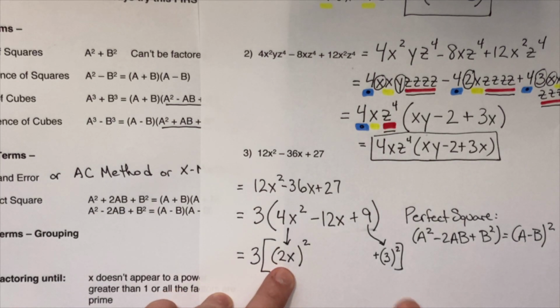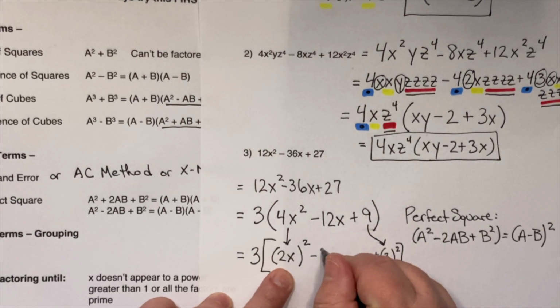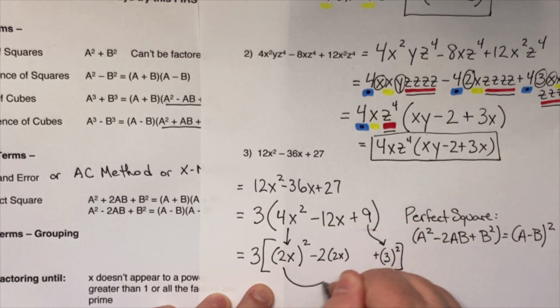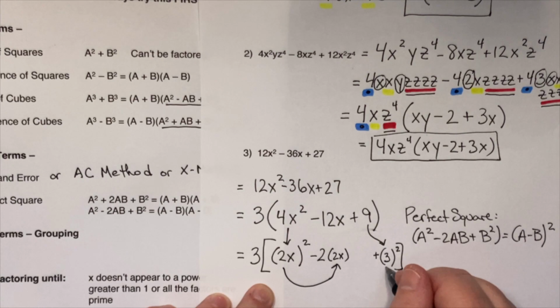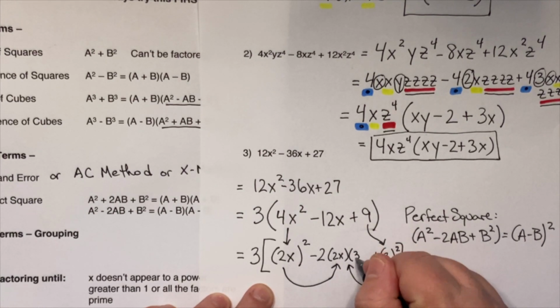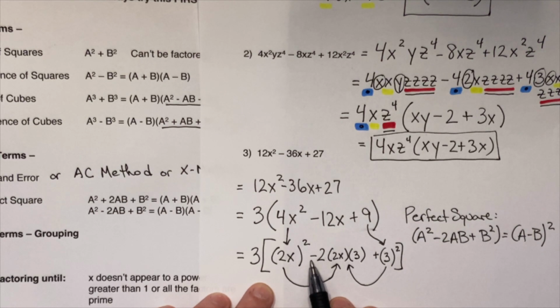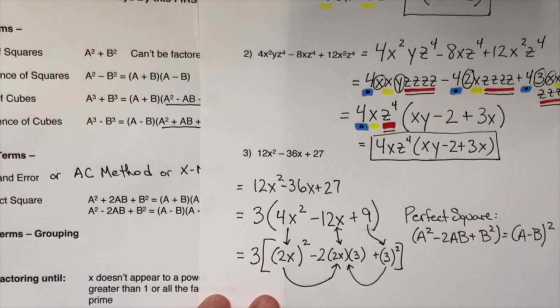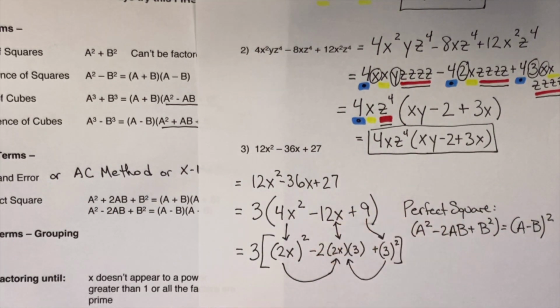The first term is a perfect square. The last term is a perfect square. Now what we need in the middle is a minus 2, an A, and a B. This is how you build a perfect square. So you need a plus or minus 2, depending on what you've got, and then one of the A's and one of the B's. So let's check. Negative 2 times 2x times 3. Negative 2 times 2x is negative 4x times 3. Oh my goodness, 12x. We got negative 12x. It's going to work. This is a perfect square.